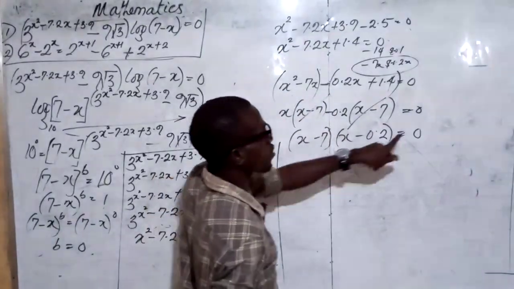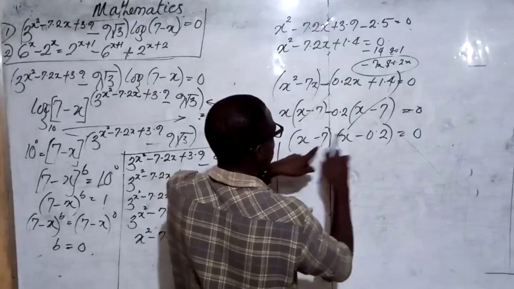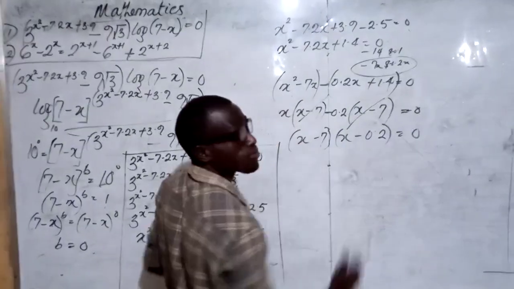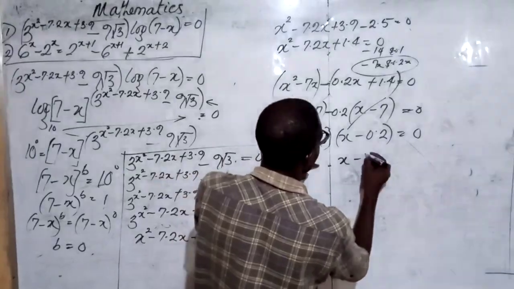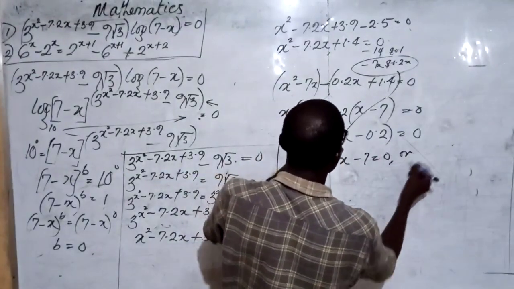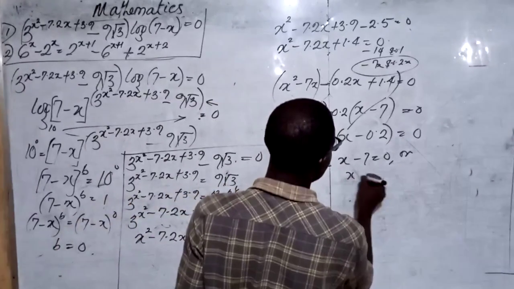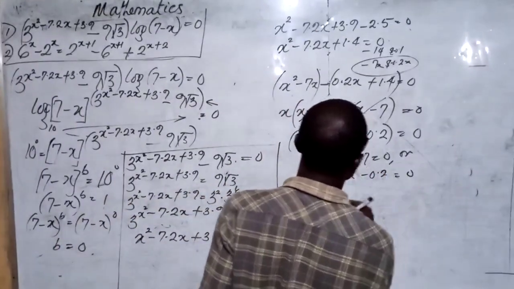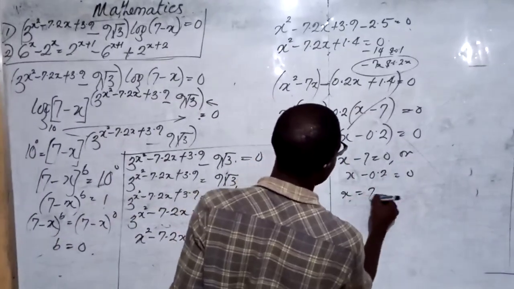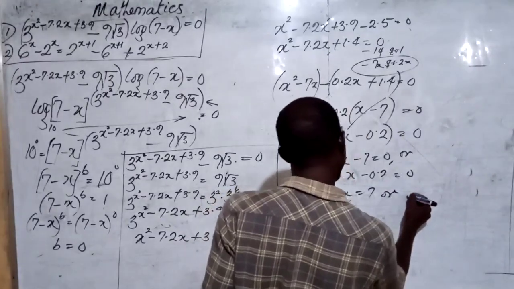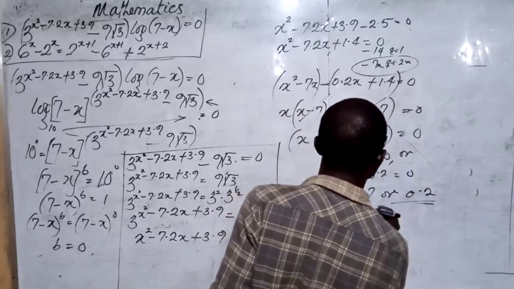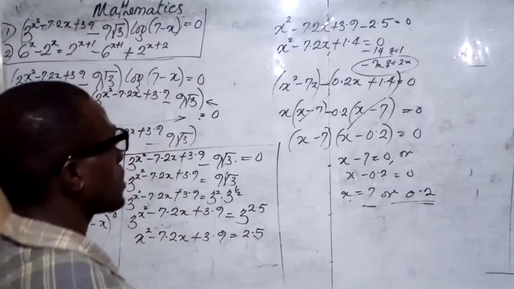So it's equal to 0. So if the product of this gives 0, either this one is 0 or this one is 0 for them to multiply to give us 0. So it's either x minus 7 is 0 or x minus 0.2 is 0. So this one, x equal to 7 or 0.2. And that is the answer.